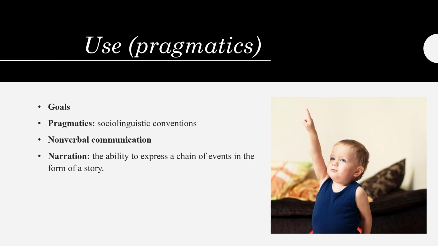One important thing that happens around the age of 3 is the beginning of narration, the ability to express a chain of events in the form of a story. A child's first personal narratives consist of 1 or 2 sentences like, "I goed to the park today," "I saw birds." These stories get longer and more complex as the child continues to develop.